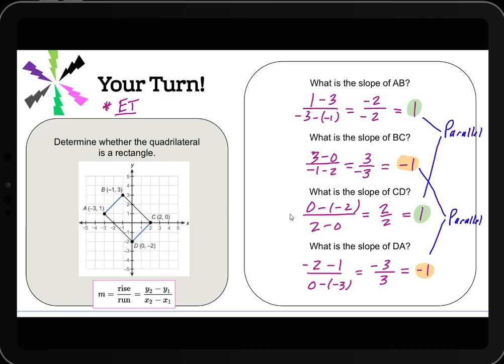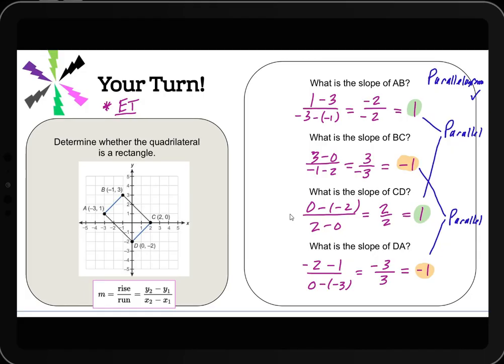So what I'm doing here on the far right is showing that the two segments, the opposite sides, have the same slope. They're parallel to each other. That's the definition of a parallelogram. So this work over here verifies that it actually is a parallelogram first and foremost. You always want to do that first.